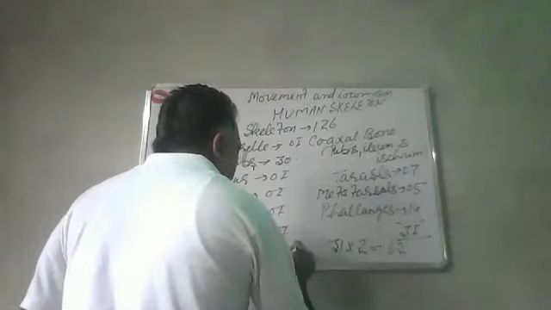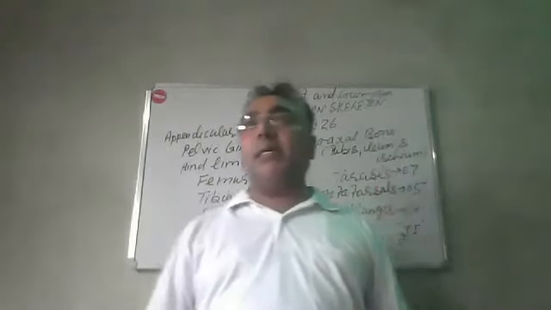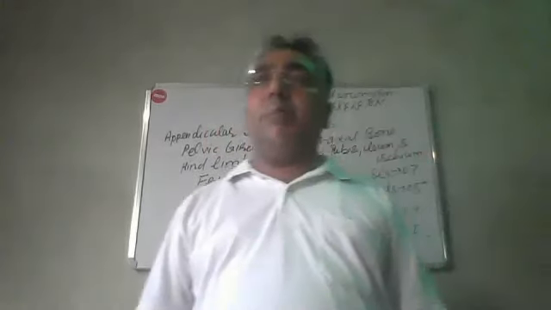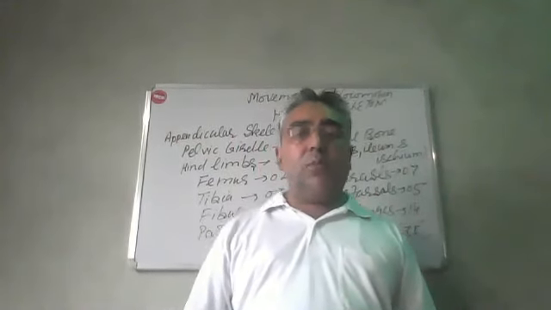Total becomes 126. As I have told you already, in the appendicular skeleton there are 126 bones, and in axial skeleton there are 80 bones, and total becomes 206. Thank you. These are the total bones of the human skeleton.